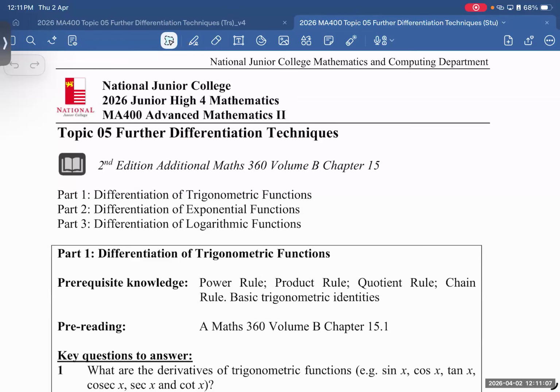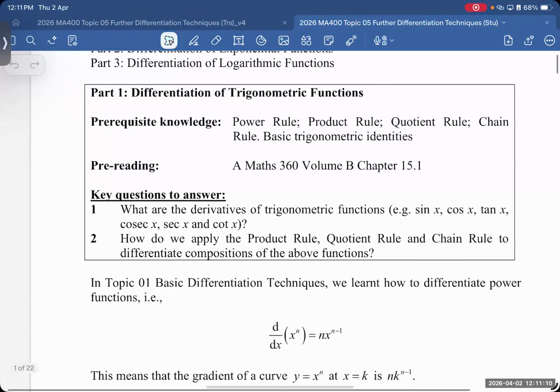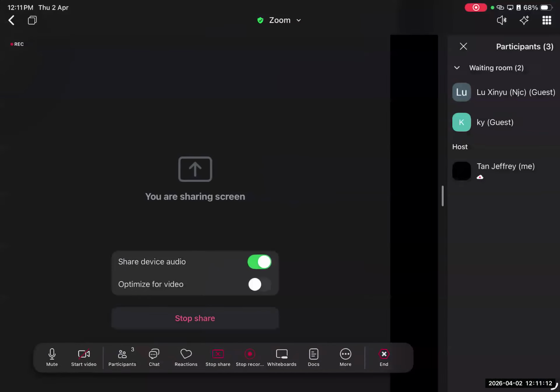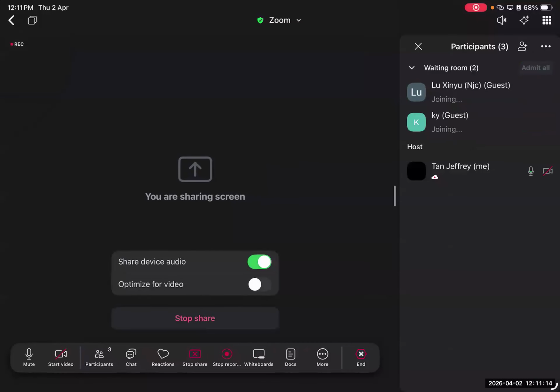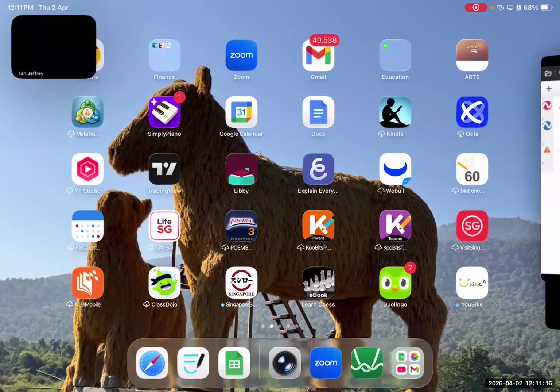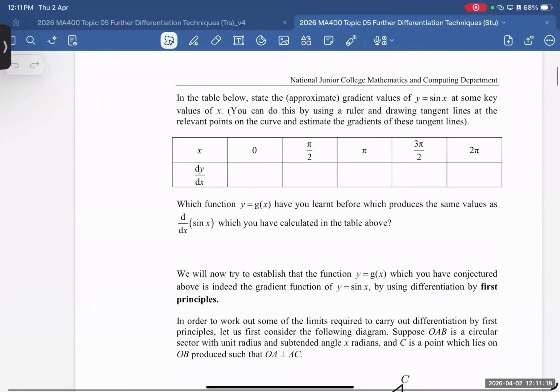Okay, yes. What are you showing me? Huh? Zoom. Oh, Zoom. Do I see you? Okay, can.